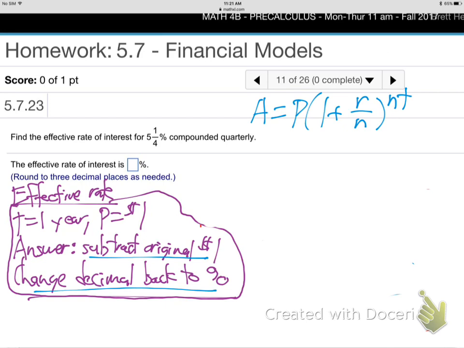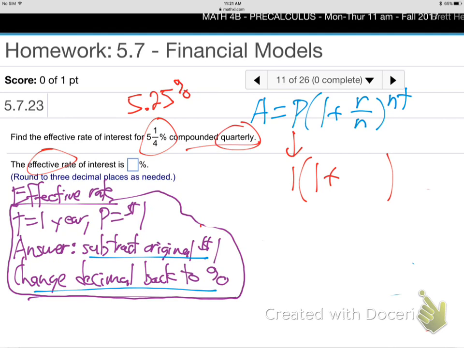So here we go, and you do that whenever they say effective rate. So P is $1. The interest rate, 5.25. How do you make that a decimal? And again, that's just the listed rate. The real effect will be a little higher than that, because we're not just compounding once a year, we're compounding 4 times a year. So it'll be a little higher than 5.25. I don't know, 5.3, 5.28, 5.31, something a little higher than 5.25 will be the real effect on our money.